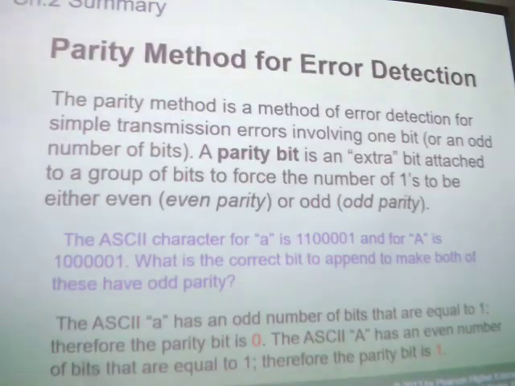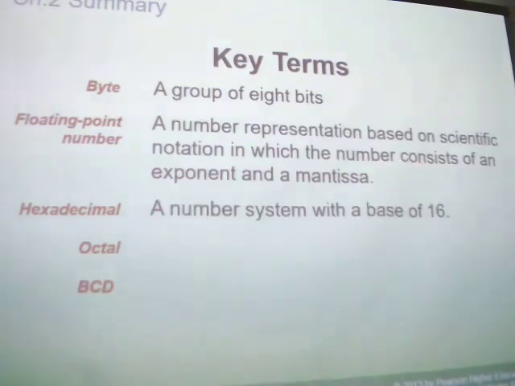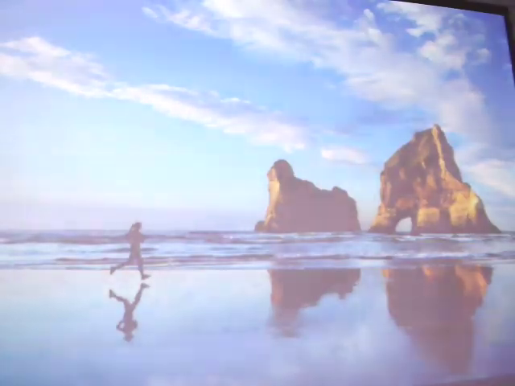Okay, those are the important concepts that we have learned in chapter 2. And now we continue to learn chapter 3. Chapter 3, logical gates.